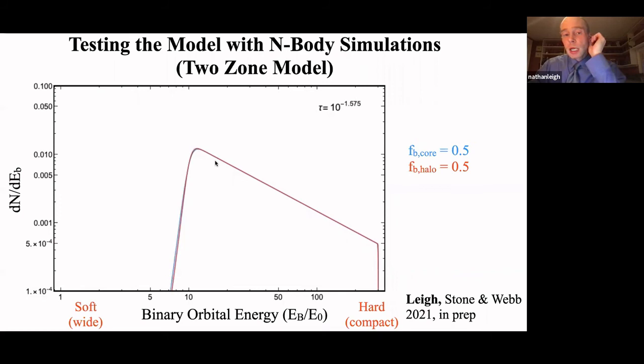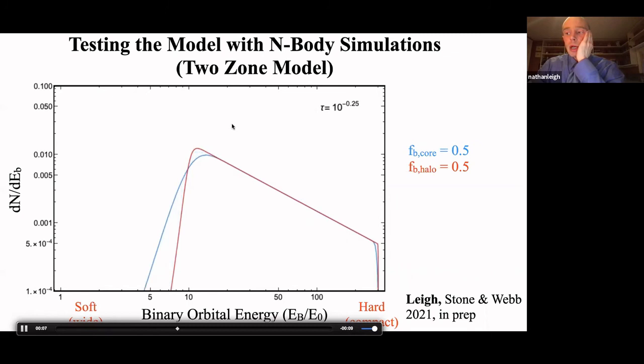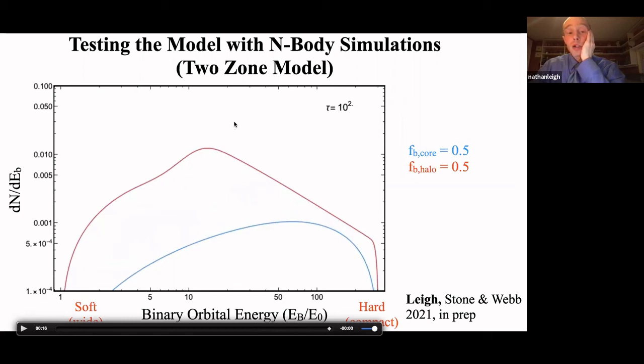And what we see as we let it evolve is that the core population tends to evolve faster because of higher densities, both in terms of losing the initial population to the halo and also draining into the hard-soft boundary beyond which the binaries are destroyed or ionized.